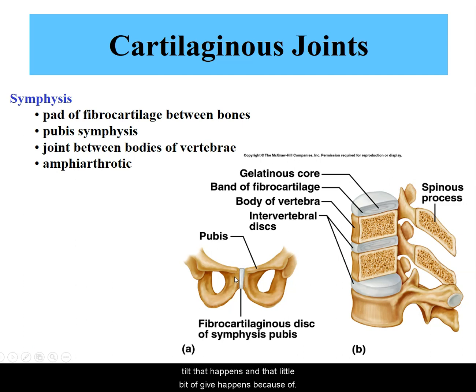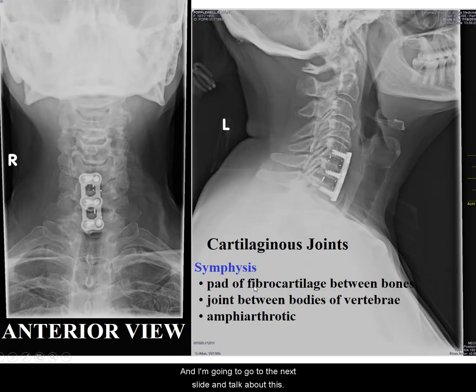And that little bit of give happens because of that symphysis pubis joint. Okay, then we have those cartilaginous or fibrocartilage pads between the vertebrae. And I'm going to go to the next slide and talk about this.